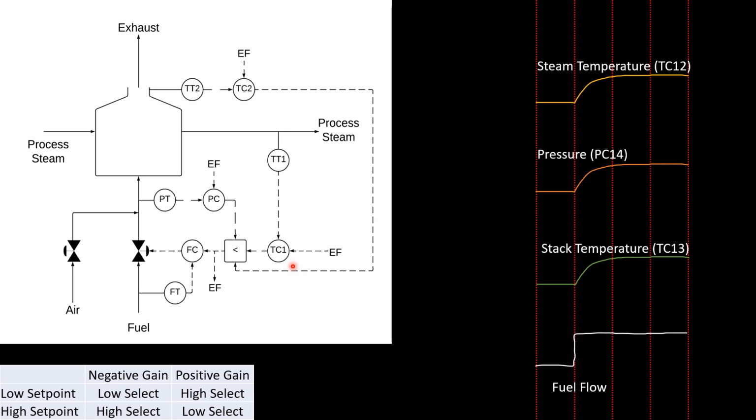So the purpose of this heater here is to increase the temperature of our process steam, which is measured here. And so then we have a temperature controller that goes to this flow controller, which controls the amount of fuel.